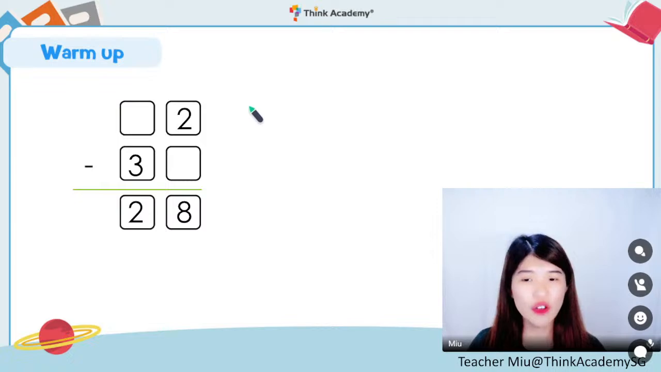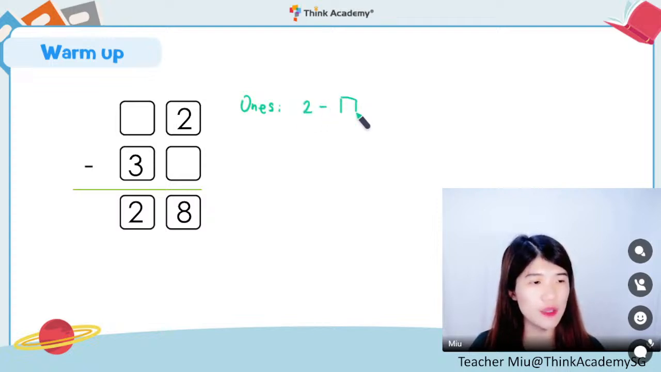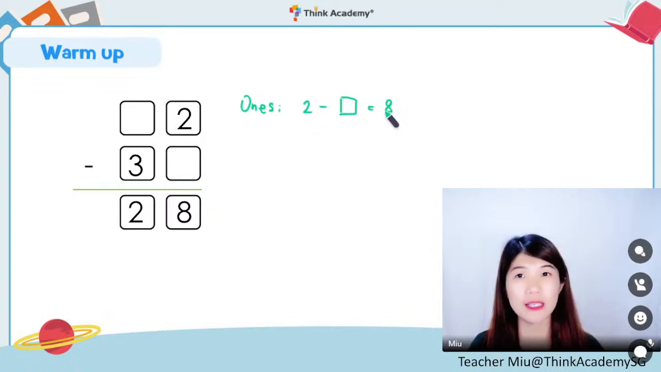So for the ones place, Anderson, okay, let's try. That is 2 minus something that gives you 8. Is it possible you take away something from 2 and you still get a bigger number, 8? Is it possible?